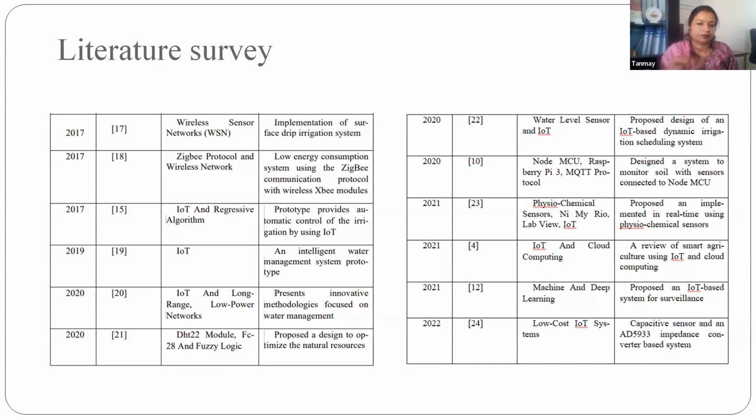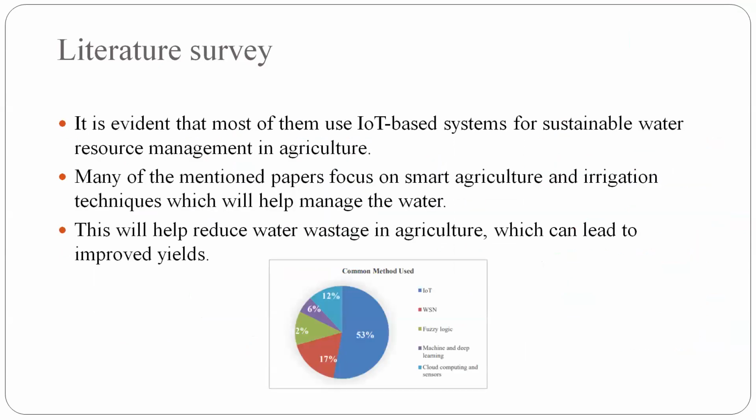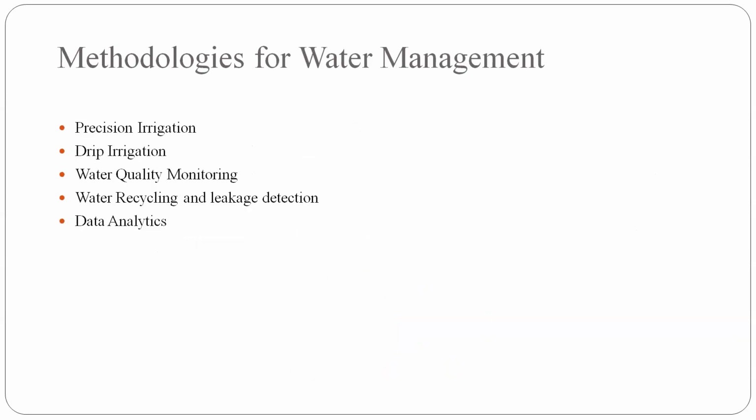So the literature survey of my paper: I have gone through many papers, and most of them have used IoT based systems for water resource management in agriculture. These papers focus on smart agriculture irrigation techniques, which help manage the water. These IoT based systems help reduce water wastage, increase water efficiency, and improve crop yields accordingly.